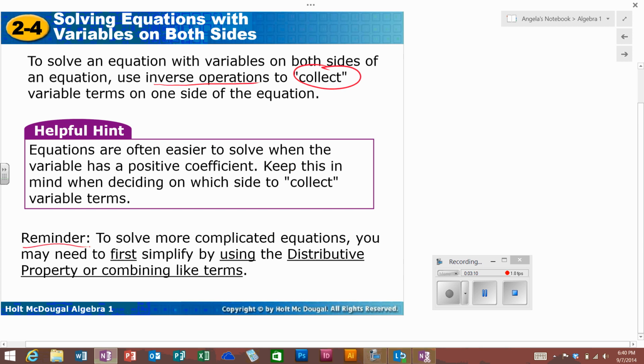And just a reminder, to solve more complicated equations, you may first have to simplify, like using the distributive property or combining like terms.